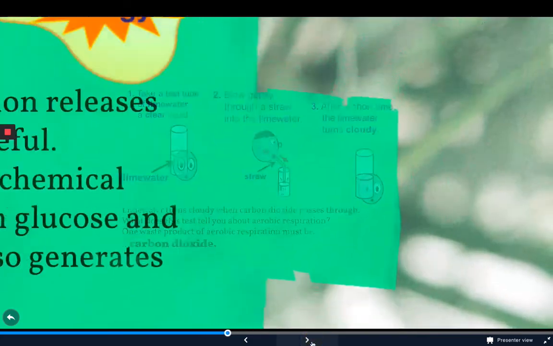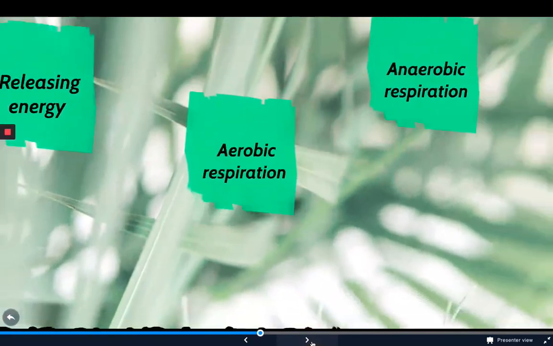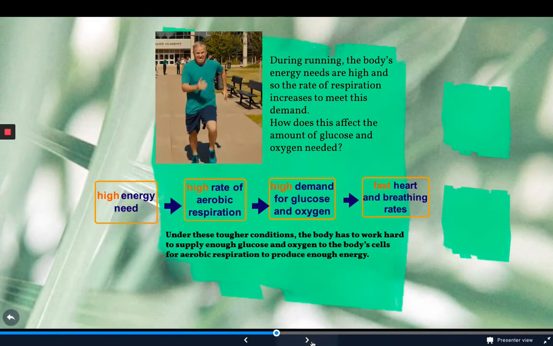When it comes to the other respiration, the other one is going to be anaerobic respiration. So let's get started. During running, the body's energy needs are high, and so the rate of respiration increases to meet this demand. How does this affect the amount of glucose and oxygen needed? So high energy needed, high rate of aerobic respiration, high demand for glucose and oxygen, fast heart and breathing rate. Whenever we need a lot of energy, remember that our demand for glucose and oxygen increases, as well as our heartbeat and breathing rates.